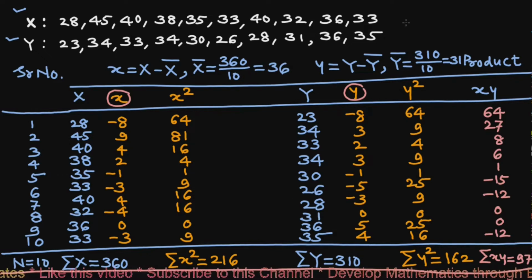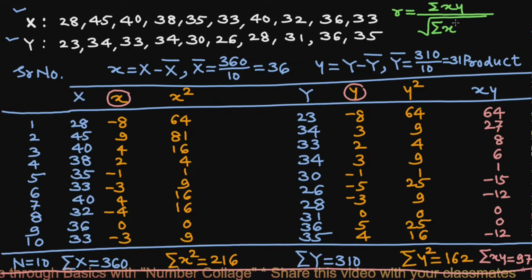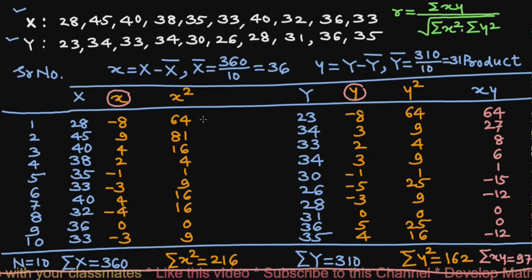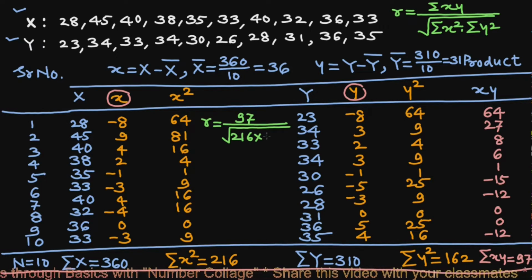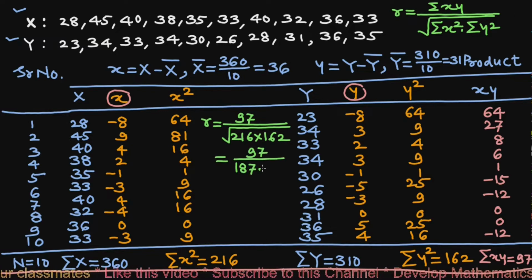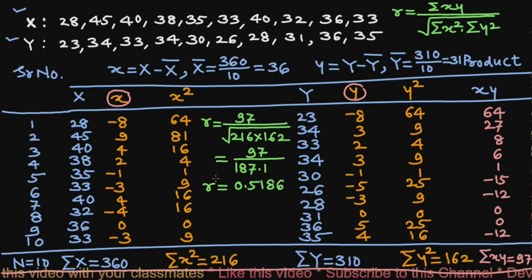So we write by actual mean method, r equals summation xy upon square root of summation x square into summation y square. So that will be r equals 97 upon square root of 216 into 162, which is 97 upon 187.1. So finally r will be 0.5186. We will interpret this value of r.